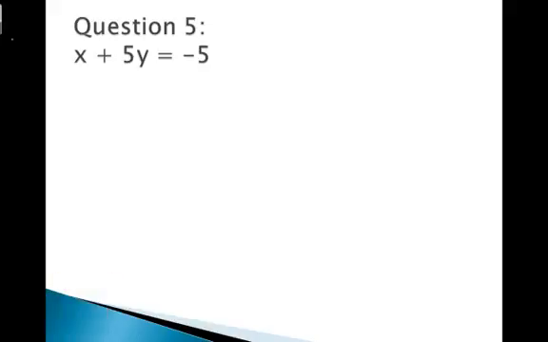Alright, so when you use intercepts, all you have to do is first make x equal to 0, and then you have to find out the equation with y equal to 0. So here's my x equal to 0. I'm going to put 0 here because that's where the x is. Add 5y equals negative 5.